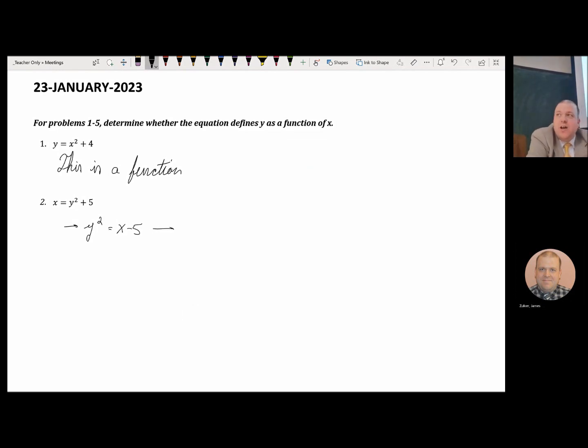Well, what would we do to solve for y? Take the square root of both sides. What is the square root of y squared? It's not plus or negative y, it's the absolute value of y, right? Negative 2 squared is 4, but the square root of negative 2 squared is positive 2, because it's the square root of 4. I'm going to write it as the absolute value of y.